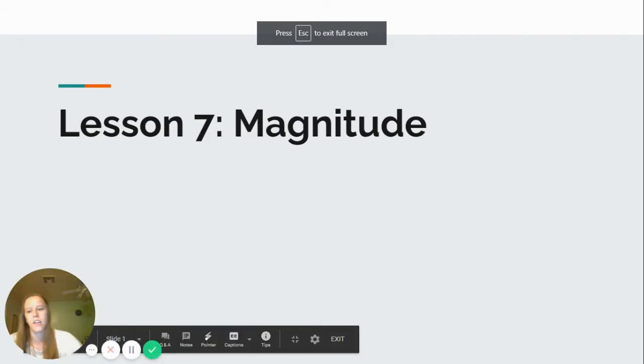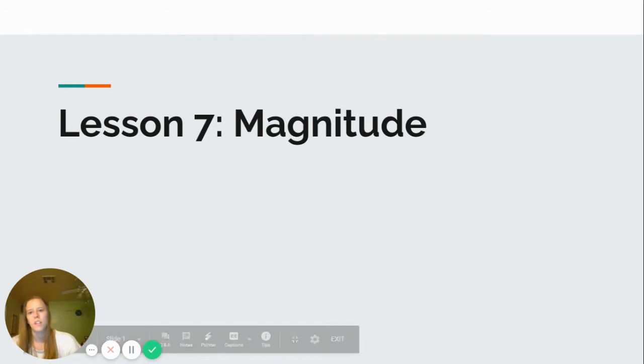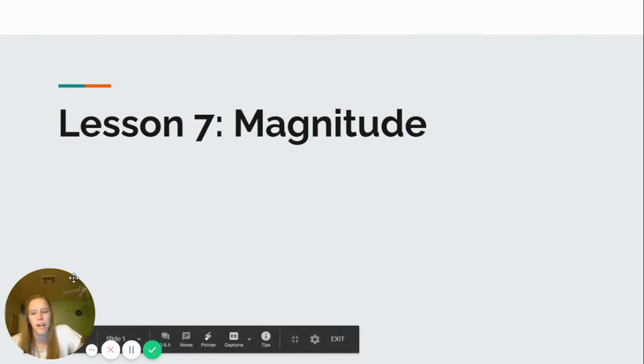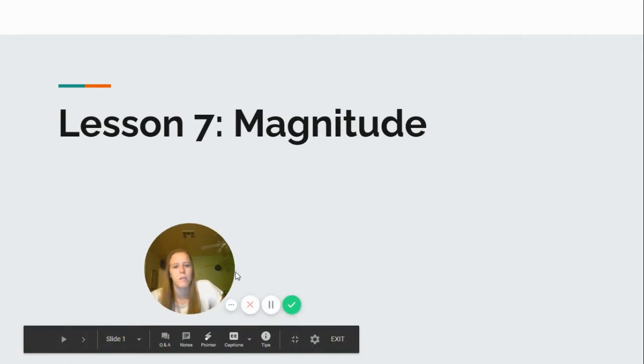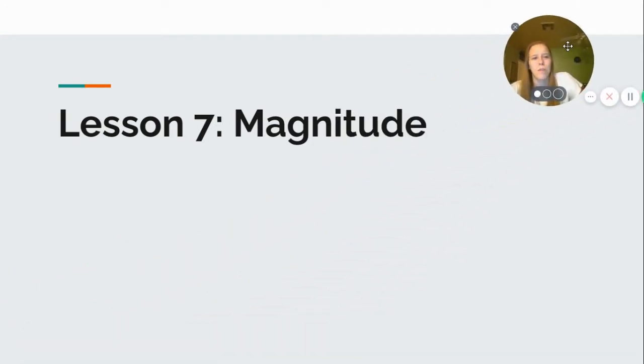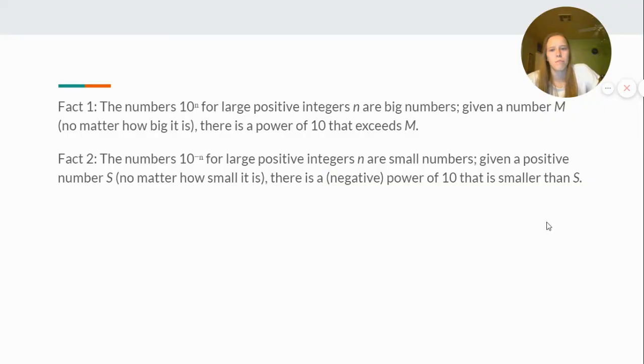All right, 8th grade. So the second half of our unit, we're going to start with a lesson on magnitude. When you think of magnitude, you might actually think of science first, but we are going to look at it in the realm of math. So let's look at these two facts.